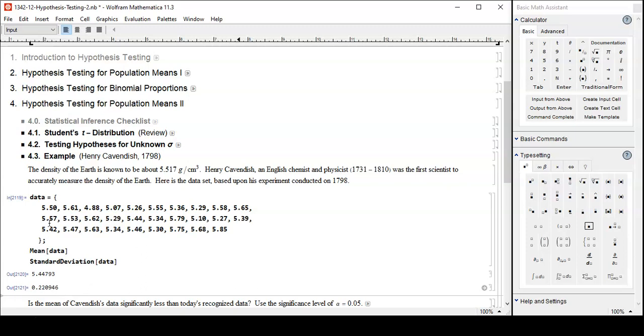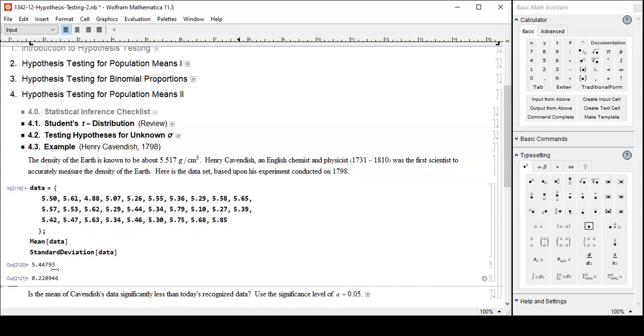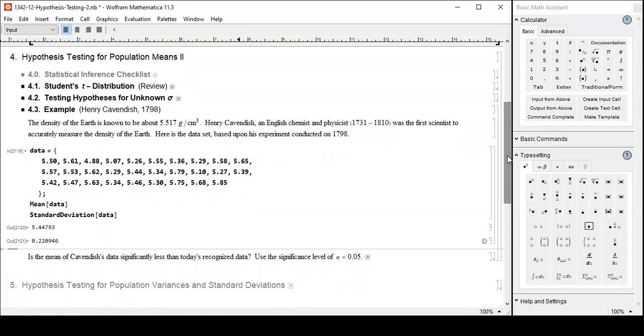Okay, all right. Those are coming from the sample. These are sample statistics. And apparently 5.447, that's a bit less than 5.517. So make appropriate hypothesis. It looks like the mean of Cavendish's data is significantly less than today's recognized data, or maybe not close enough, I don't know. Let's set up hypothesis and test it using the significance level of 0.05. Okay, all right, let us go ahead and do that.